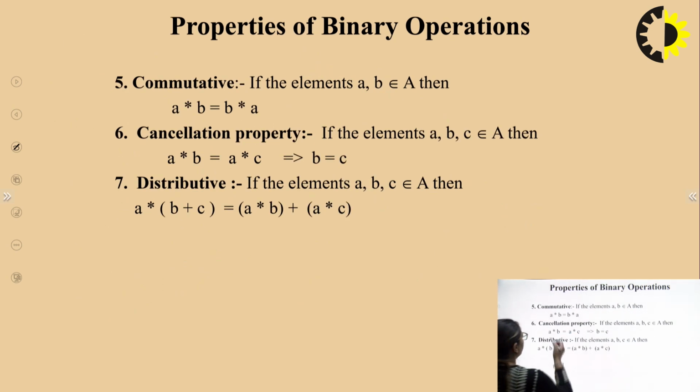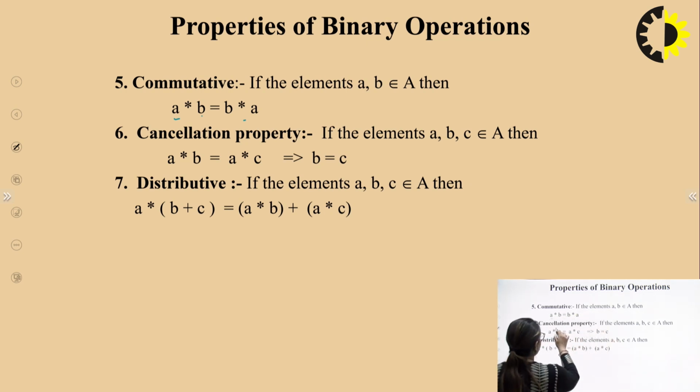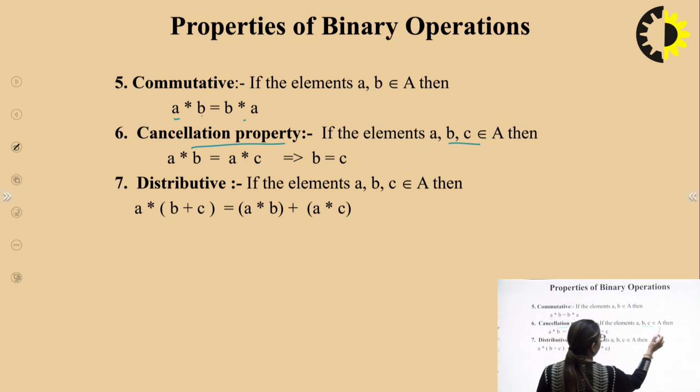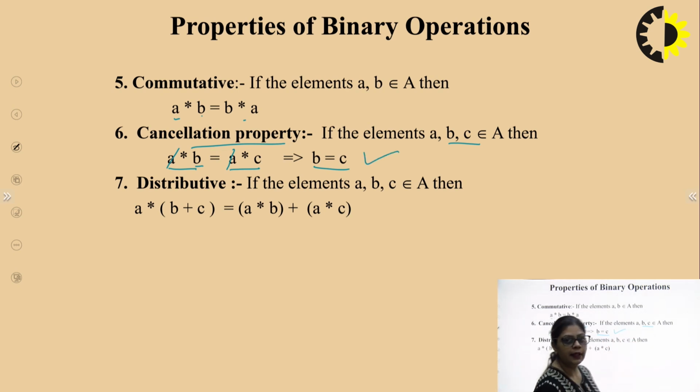Commutative property: if A star B gives some answer and B star A also gives the same answer, then it is called a commutative property. Cancellation property: if the elements A, B, C belong to the set, and A star B equals A star C, we can cancel A from both sides and B is equal to C. If we are able to get this, then we can say that the cancellation property is satisfied here.